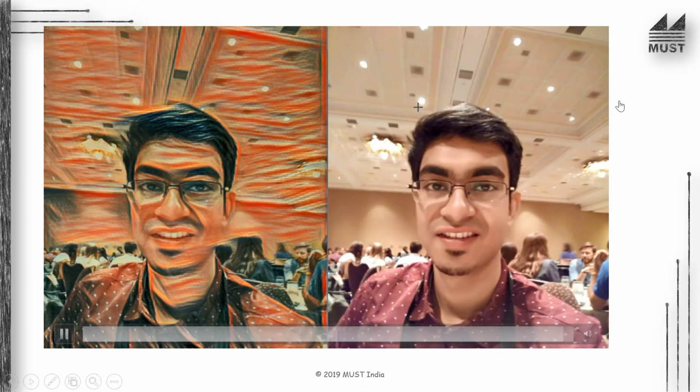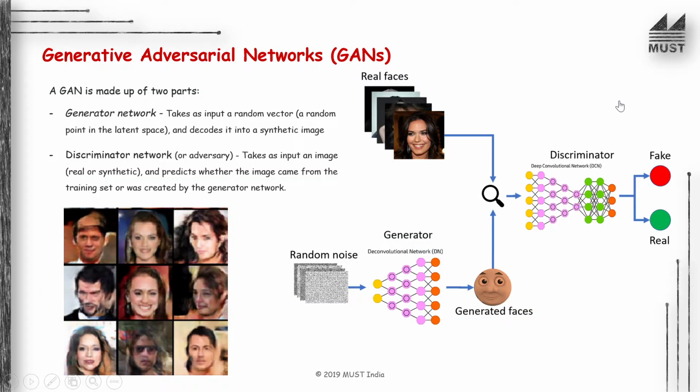So moving on. Now coming to the image generation section. I'll start with talking about GANs. Generative adversarial networks are very interesting networks, and the applications are also very interesting.